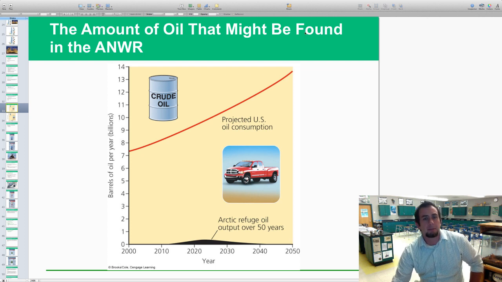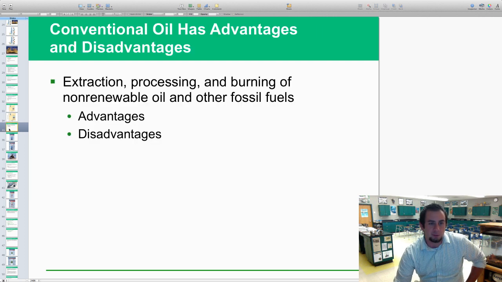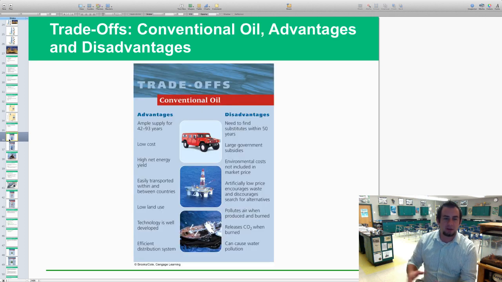So the amount that might be found in the Arctic is projected against U.S. oil consumption. This is the Arctic Refuge oil output over 50 years, so not a whole lot. And our consumption still rises. So, I mean, is it going to even make a dent if we go and try to tap into that resource? Who knows? Conventional oil has its advantages and disadvantages, mostly because of extraction, processing, and burning of it. We'll look at those advantages and disadvantages now. But let's look at advantages first.